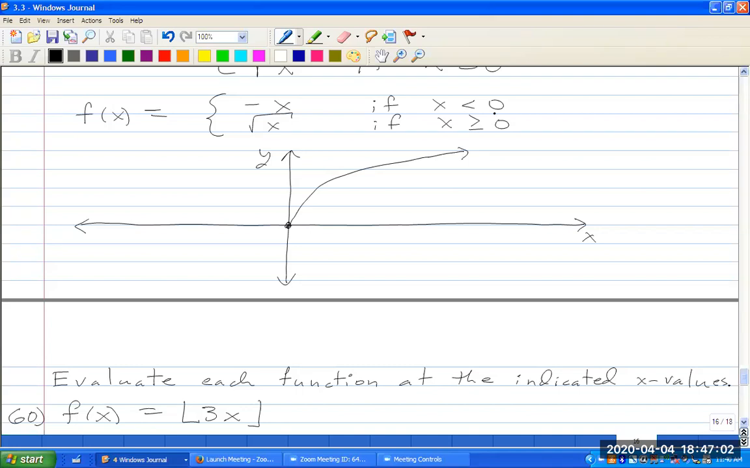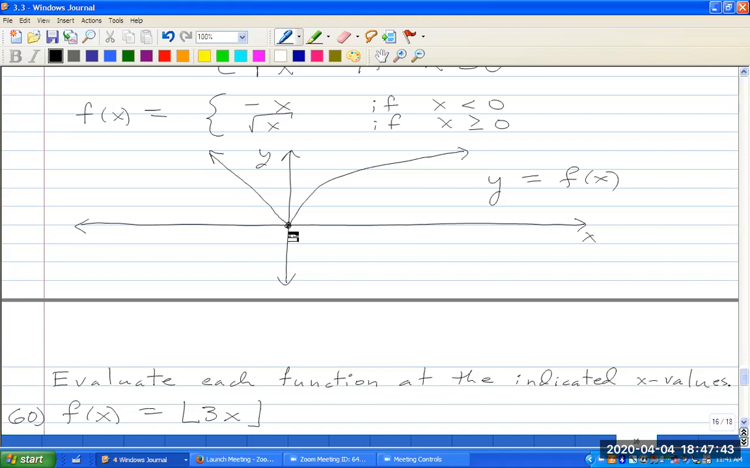If x is less than 0, it looks like y equals negative x, which is a line at 45 degrees. And well, we keep going, but we only want to do this for x less than 0. And so this is the graph of y equals f of x. So it looks like a square root function on the non-negative side, like a negative x for the negative side. And that's what the sketch of the graph looks like. Okay.